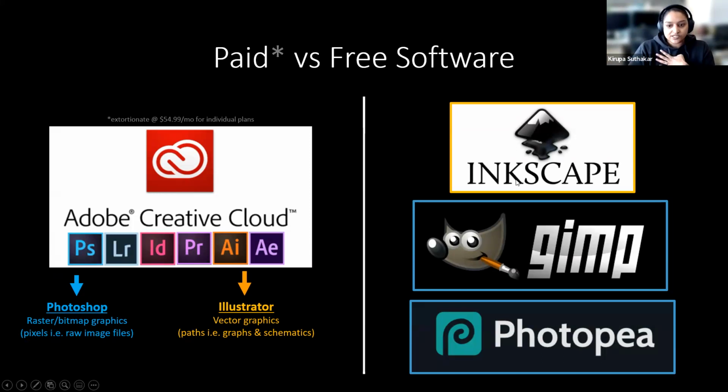So with respect to our free software, we have 4, and the distinction between which software you use for raster or vector used to be a lot more important. I think these days most programs can handle a little bit of both. So Inkscape is going to be your free analog to Illustrator, and GIMP is going to be your free analog to Photoshop. There's also this really great tool called Photopea.